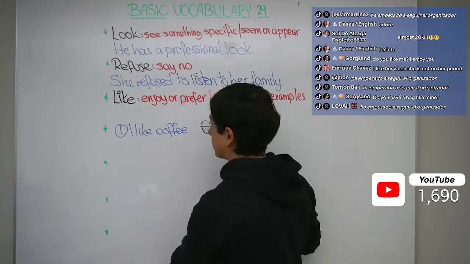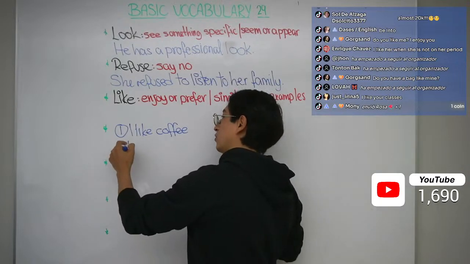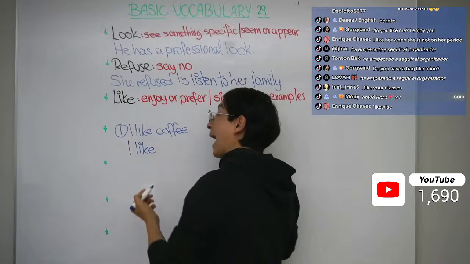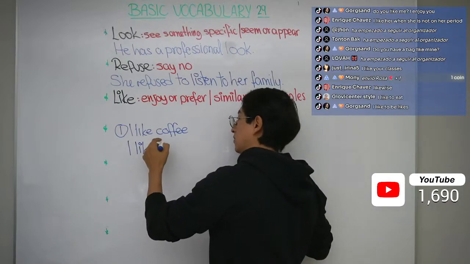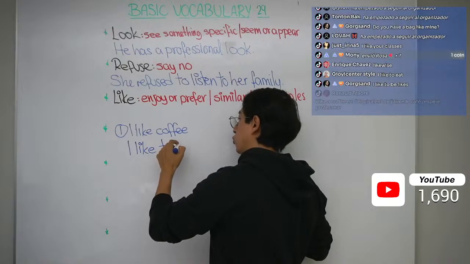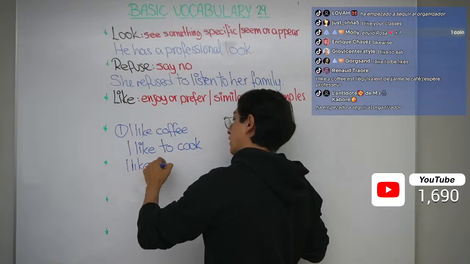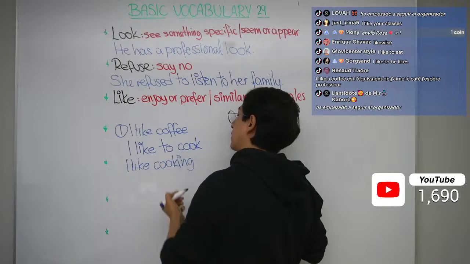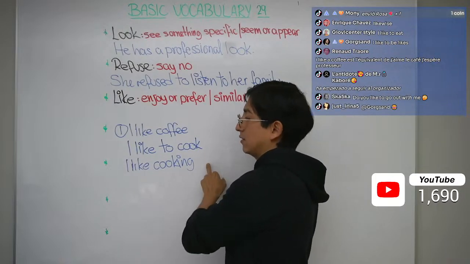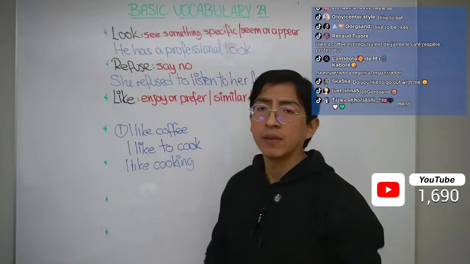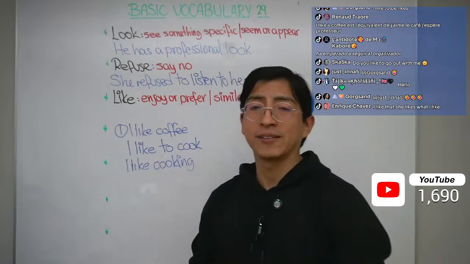You can use this with whatever you like, enjoy, or prefer. Now, in the second case, as I mentioned in the previous part, you have to use like with actions, and we have two ways to use it. For example, I like to cook, and I like cooking. Guys, which sentence is correct? The first sentence, the second sentence, or both? What do you think? Which sentence is correct? The first one, the second one, or both? What do you think? Okay.